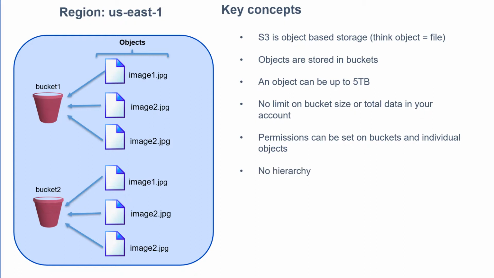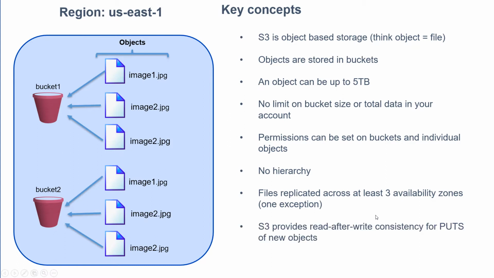There is no hierarchy, and this is really important to know. So I have my region here, US East 1, and inside of it, say I've created bucket 1 and bucket 2, and then inside of my buckets, I have objects. I can't create buckets within other buckets, and there is no physical folder structure within Amazon S3. As we mentioned earlier, files are replicated across at least 3 availability zones. There is one exception that we will talk about later, and that's the one zone infrequent access storage class.